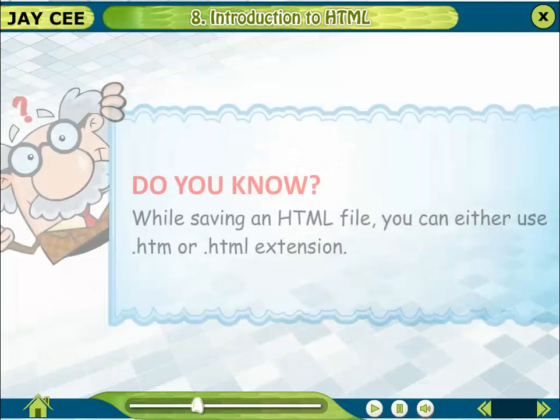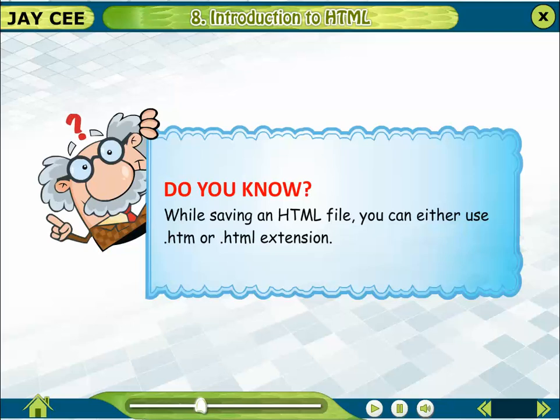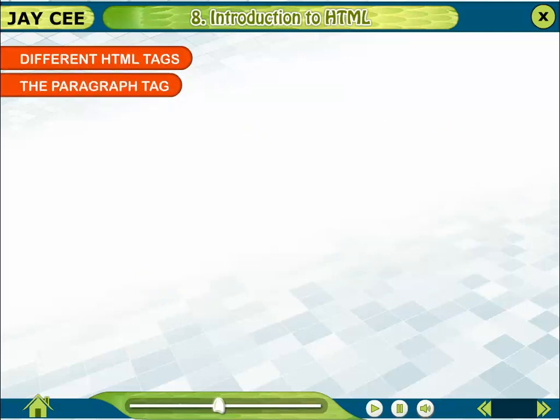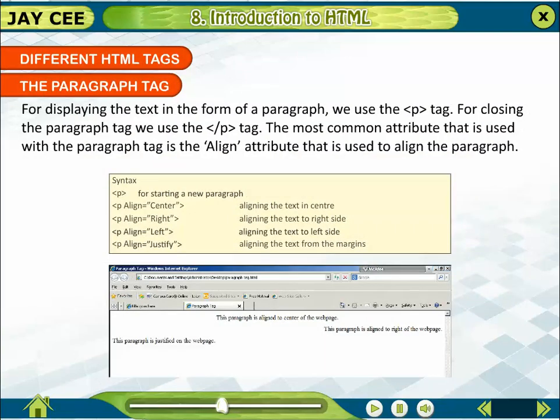Do you know, while saving an HTML file, you can either use .htm or .html extension. The paragraph tag. For displaying the text in the form of a paragraph, we use the <p> tag. For closing the paragraph tag, we use the </p> tag.